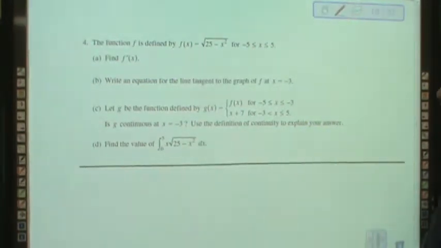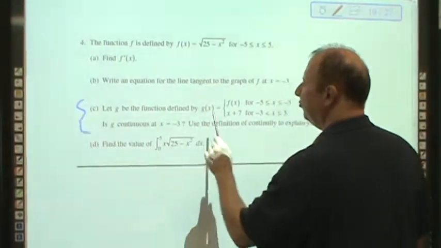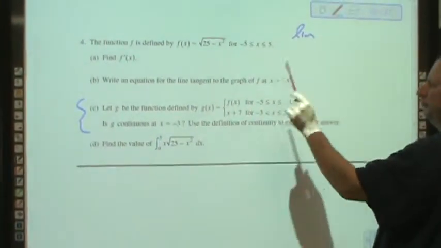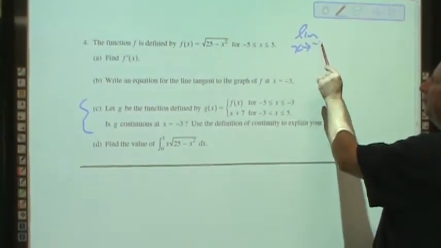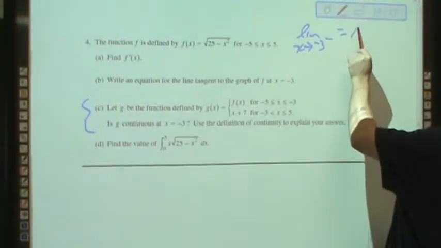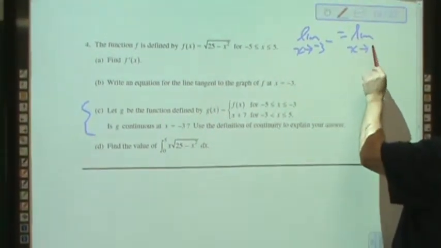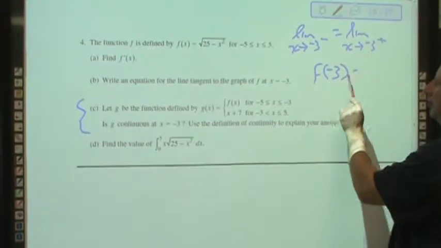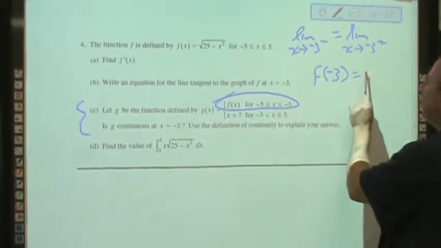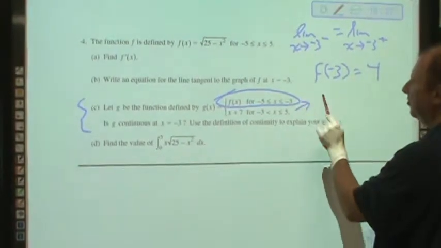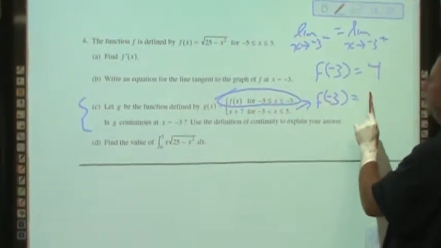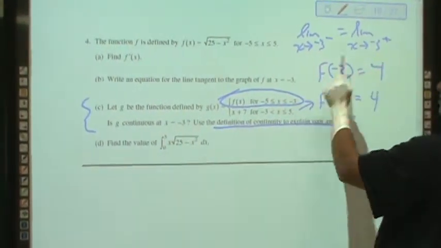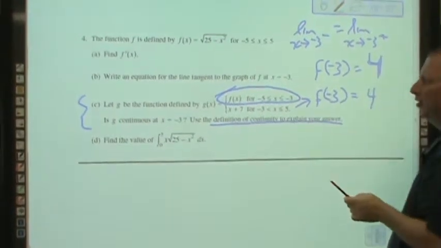Now, let g be defined by the function g of x equals. So what we need to know is whether the limit as x approaches negative 3 from the negative side equals the limit as x approaches negative 3 from the positive side. Well, we know f of negative 3 right here is equal to 4. If I plug this in, f of negative 3 is also equal to 4. So by the definition of continuity, explain your answer: since 4 is equal to 4, it is continuous.